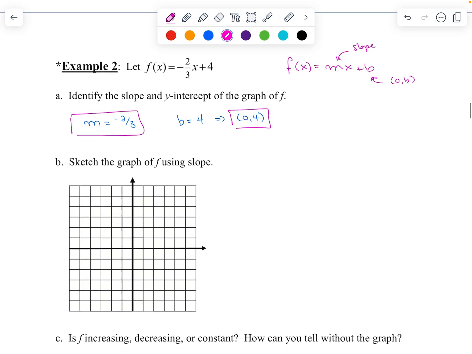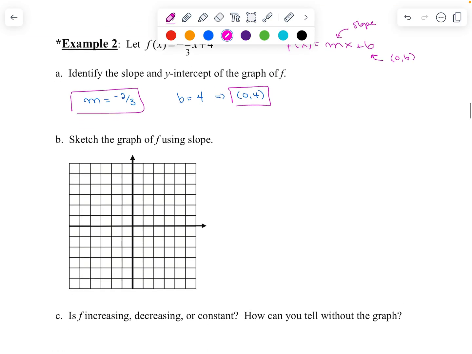Now to sketch the graph, all we have to do is use that slope and intercept. So first thing is to graph the intercept. So I have (0, 4), so right here. Okay. And my slope, so m equaling negative 2 over 3.